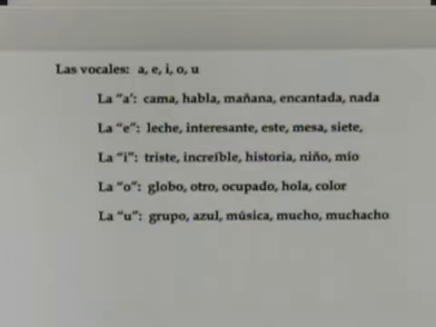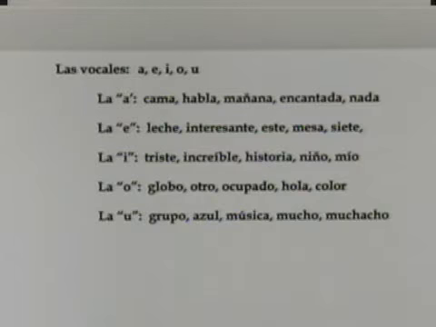La A. Repite, por favor. Cama. Habla. Mañana. Encantada. Nada. La E. Leche. Interesante. Este. Mesa.